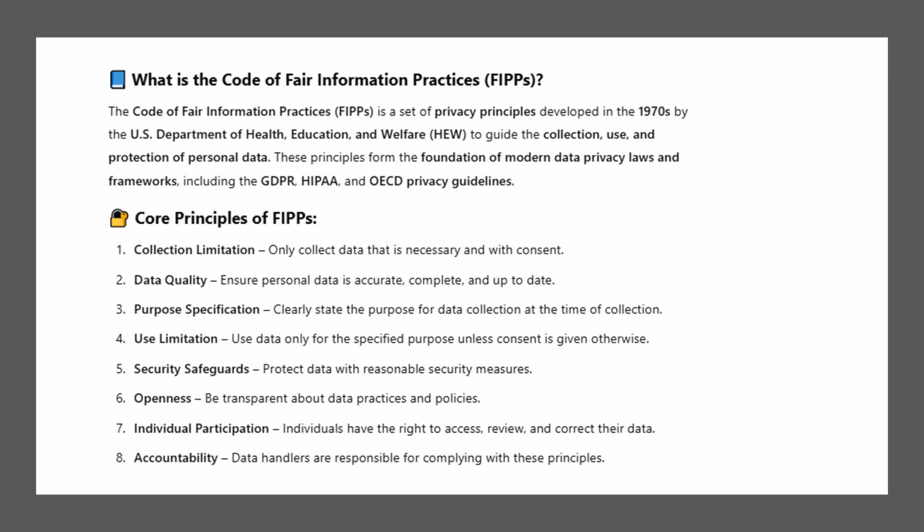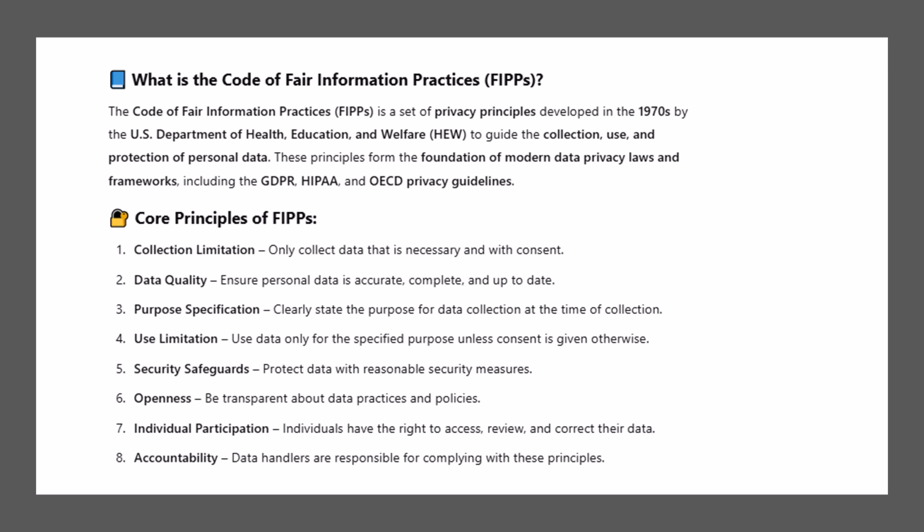The Code of Fair Information Practices is a set of privacy principles developed in the 1970s by the U.S. Department of Health, Education, and Welfare to guide the collection, use, and protection of personal data. These principles form the foundation of modern data privacy laws and frameworks, including the GDPR, HIPAA, and OECD privacy guidelines.